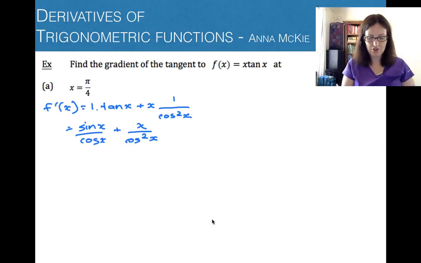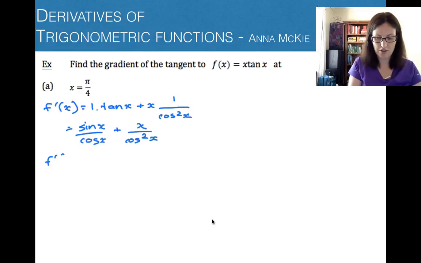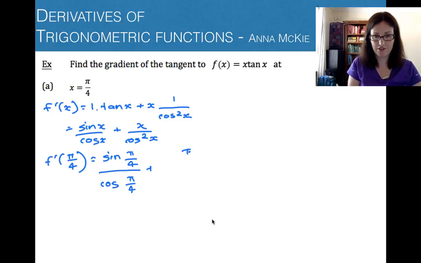Okay, now we're ready to substitute in pi on 4. So let's do that, and to show what we're working with. Whoops, we want pi on 4. If you want to go ahead and try some of this on your own, feel free to pause the video, go ahead and do that, and come back and check to see if you get the right answer or not.